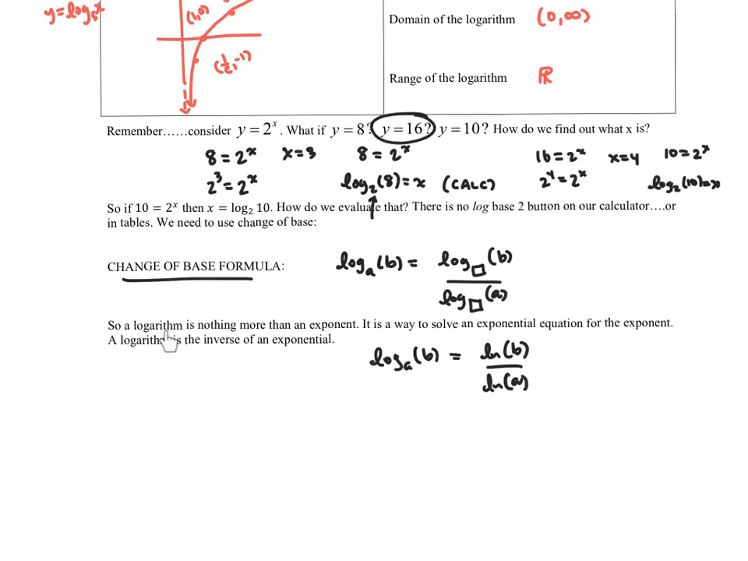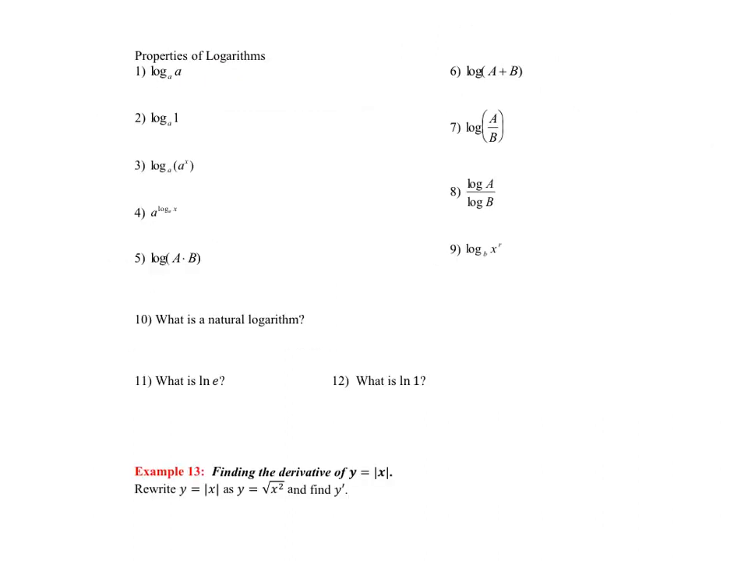All right, so a logarithm is nothing more than an exponent. We showed that up here, right? It is a way to solve an exponential equation for the exponent. A logarithm is the inverse of an exponential. Okay, let's look at some more properties of logs, and then we'll look at the derivative of absolute value of x. Okay, here we are, some properties of logarithms.